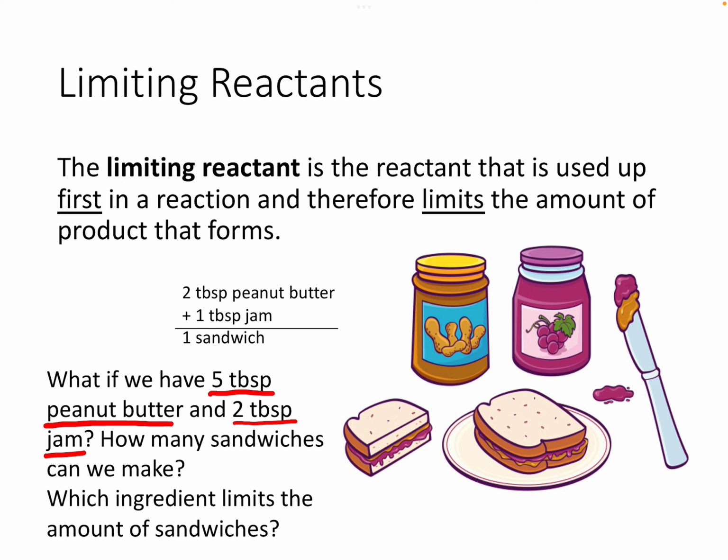So it looks like we have 5 tablespoons of peanut butter and we need 2 tablespoons for every sandwich. So that would give us 2 sandwiches with 1 tablespoon of peanut butter left over. And then looking at the jam, we have 2 tablespoons of jam. We need 1 tablespoon for every sandwich. So that would also give us 2 sandwiches.